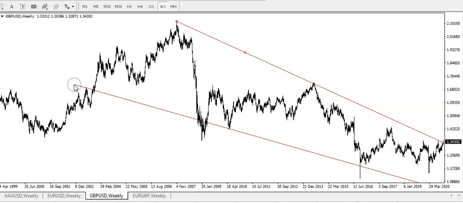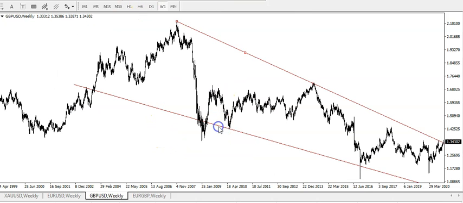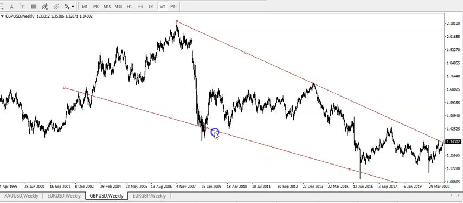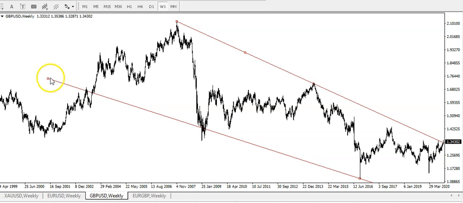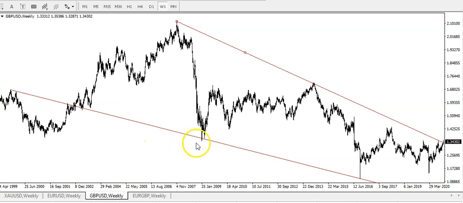Okay, so maybe something like this, but it's not clear. So for now, I will remove it just to avoid any confusion. What is certain is I have drawn something like this and something like this. There you go. So one touch here, a clean touch, and a clean final touch here.